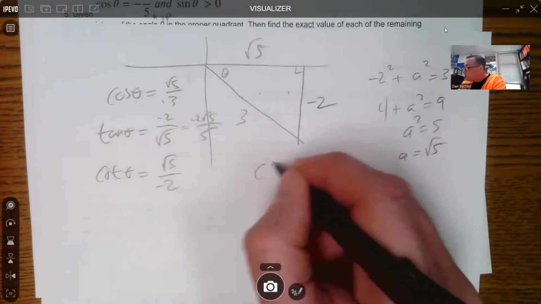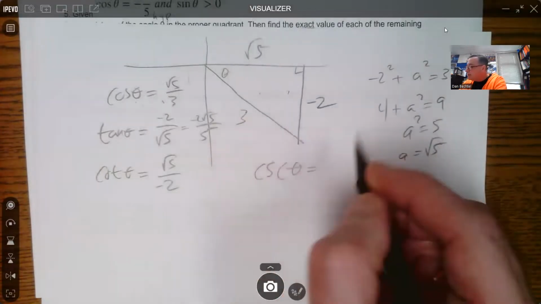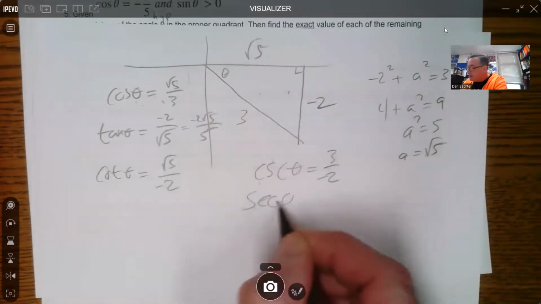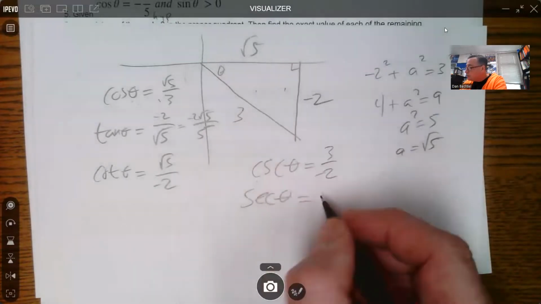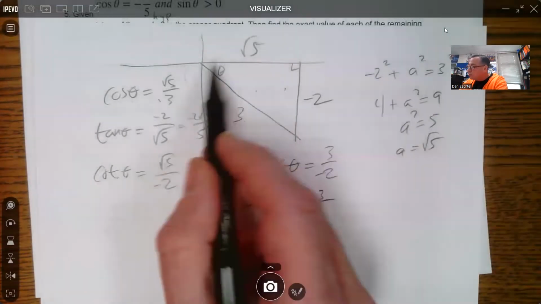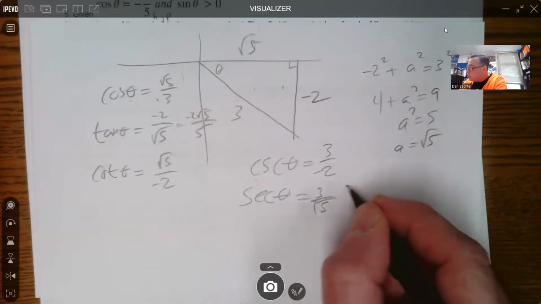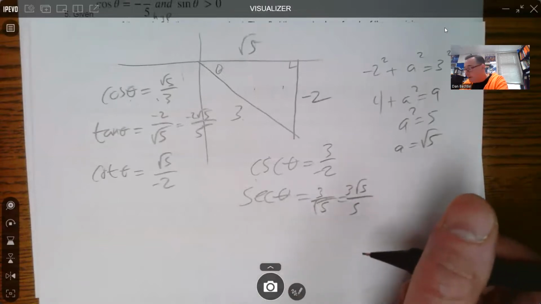If I want to do the cosecant of theta, it is the hypotenuse over the opposite, so that will be 3 over -2. And if I want to do the secant of theta, it is going to be, in this case, the hypotenuse 3 over the adjacent, which is square root of 5, and I will have to rationalize that. So this will be 3 root 5 over 5 for this one. And that gives us all of our values for these.